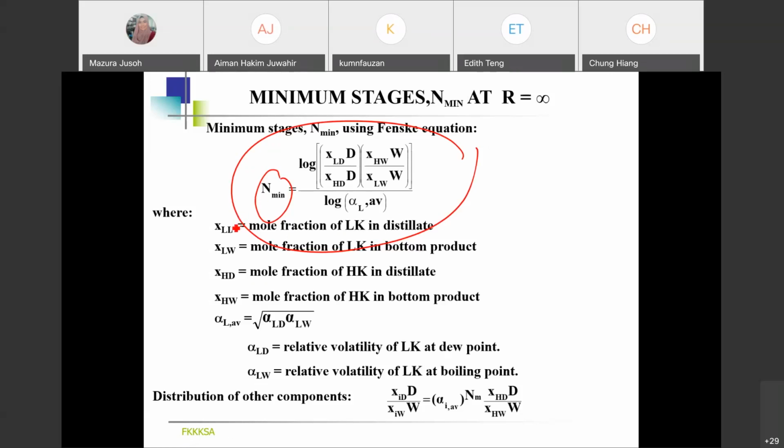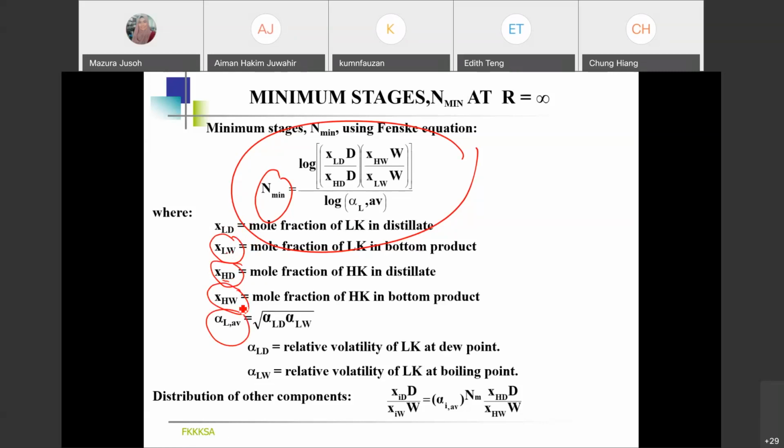Okay, so L is for light, D is for distillate. So XLD is actually the mole fraction of the light key component in the distillate. Same with XLW, light key component in the bottom product. XHD is the heavy key component in the distillate. This one, XHW, is the heavy key component in the bottom product.